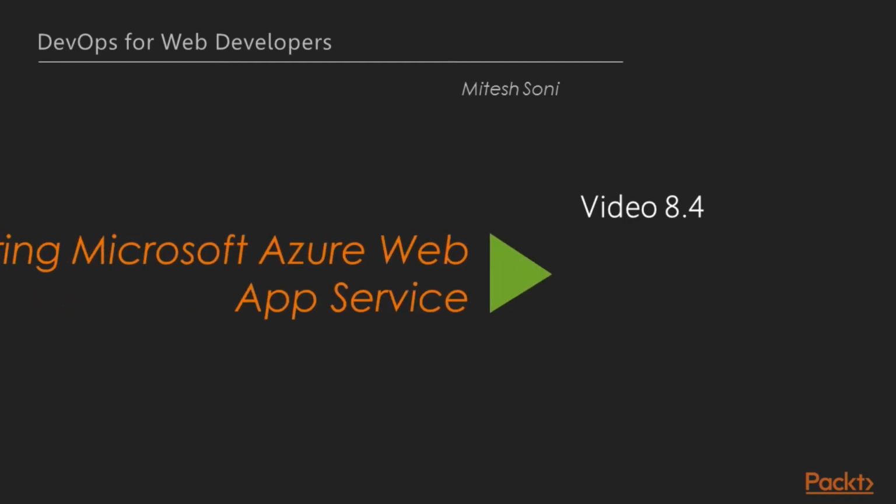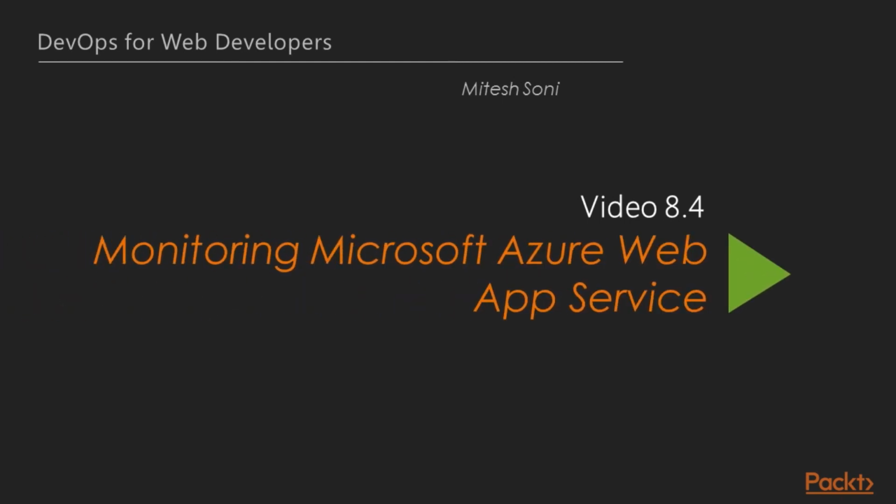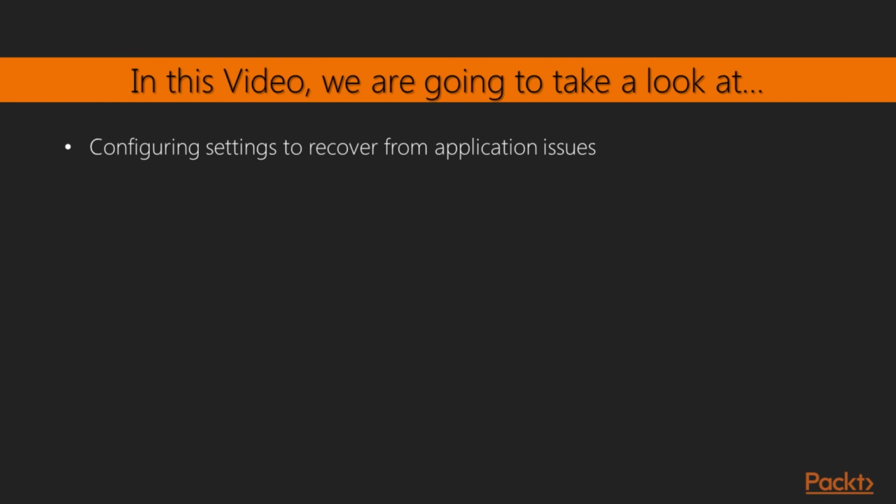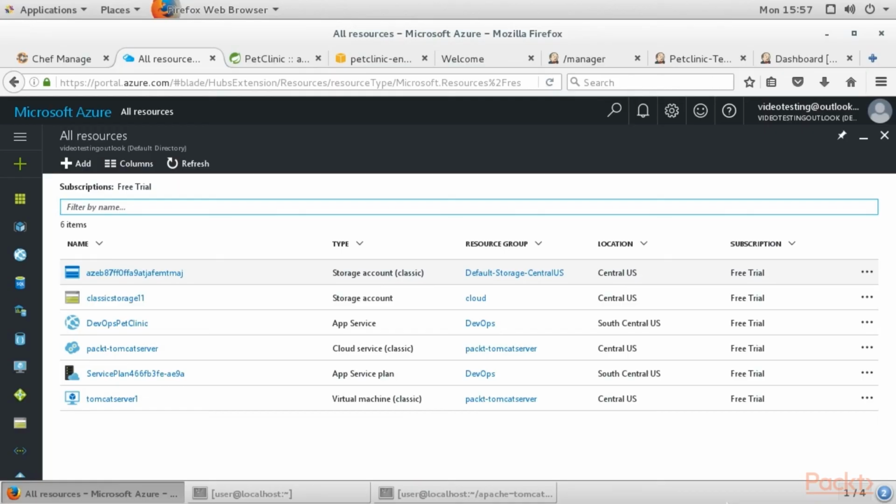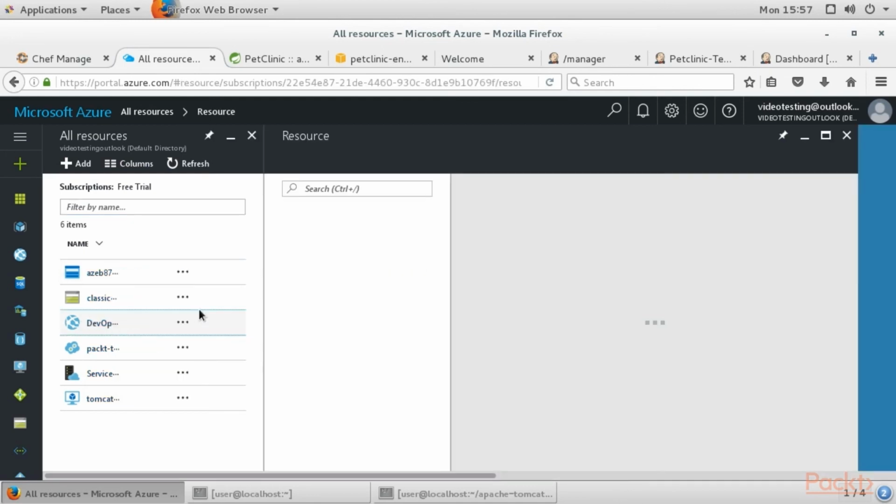Hello, you are watching the final video of this section, monitoring Microsoft Azure Web App Service. In the last video, we have learned about AWS Elastic Beanstalk. Now, we're going to learn how to deploy Pet Clinic and various applications in the Azure Web Apps. In Section 6, Cloud Provisioning and Configuration Management, we deployed the Pet Clinic application in the Azure Web Apps.